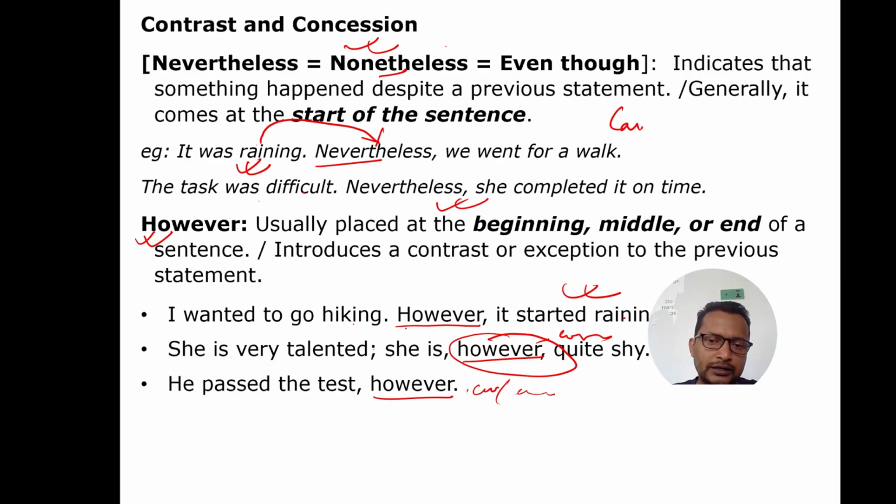So however can come at the starting of the sentence, in the middle of the sentence, and at the end of the sentence. So this is the only difference. Generally, nevertheless, nonetheless, even though, these will only come at the start of the sentence or the beginning of the sentence. So that is the only difference. Apart from that, all these will show the contrast or concession of the previous ideas.